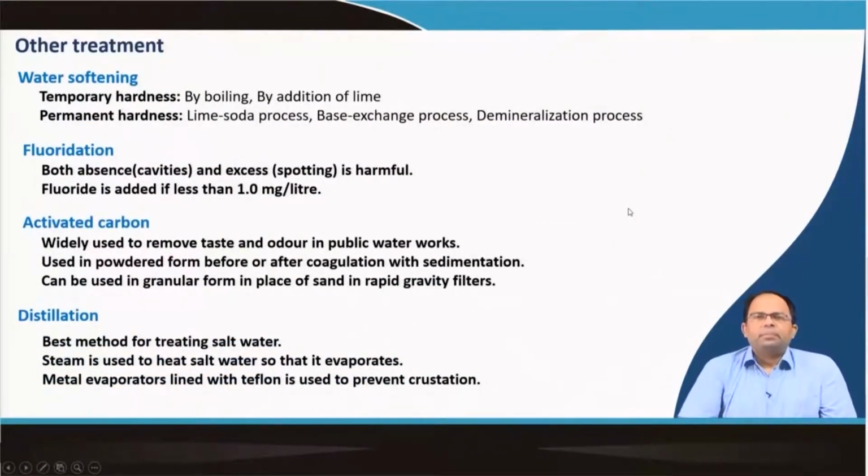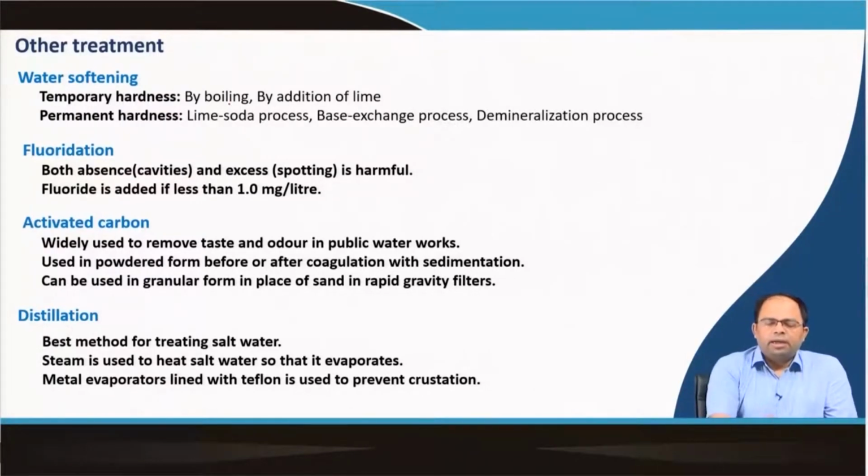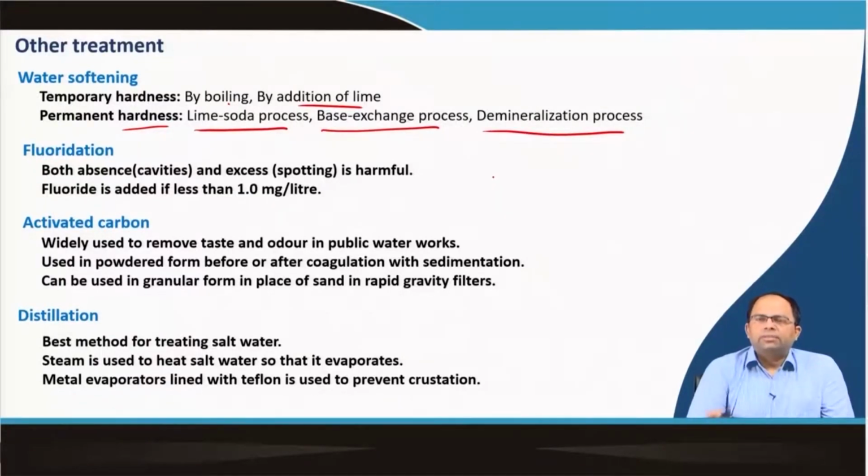So, some other treatments in addition to disinfection, in some water treatment plants, depending on what type of water, we go for further treatment. For example, we can do water softening to reduce hardness. Temporary hardness could be removed by addition of lime, or by boiling also, but boiling is usually not done, and permanent hardness could be removed through the lime soda process, base exchange process or demineralization process. So, these are the different techniques that are utilized.